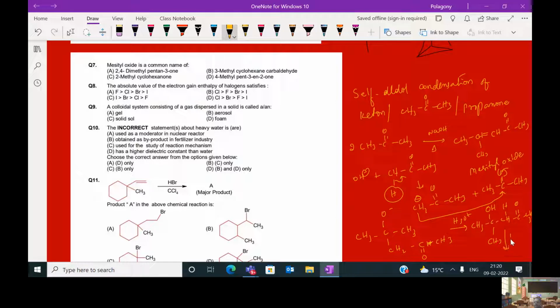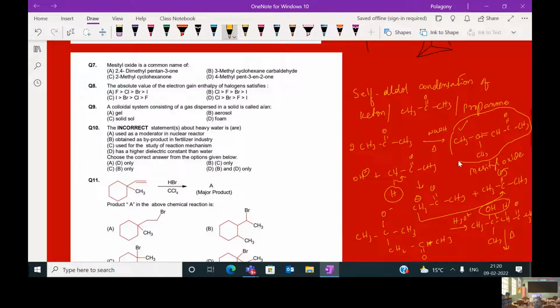Now, upon heating this, a water molecule is lost, and here a double bond is formed. You can see this structure. So this is mesityl oxide. So now the option is, you can go for that option. The IUPAC name of this compound is here.